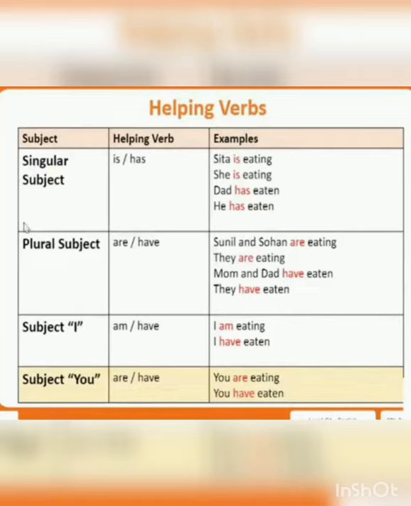Now, if our subject is you, we will use are or have as helping verbs. If the work is going on, we will use are. You are eating. If the work is already completed, then we will use have with you. See the sentence here, you have eaten. So, with these examples students, we learned where we will use is, am, are and where we will use has, have.